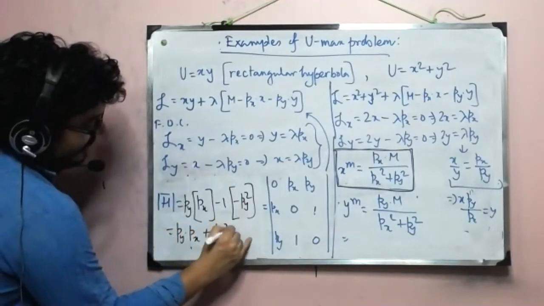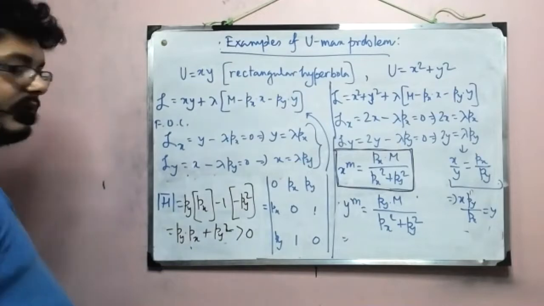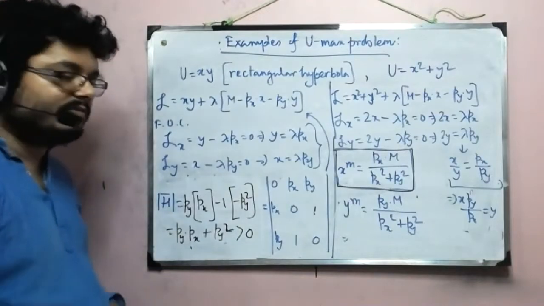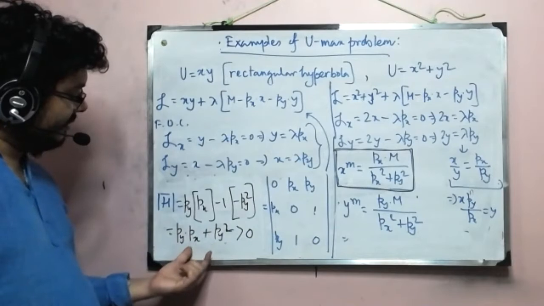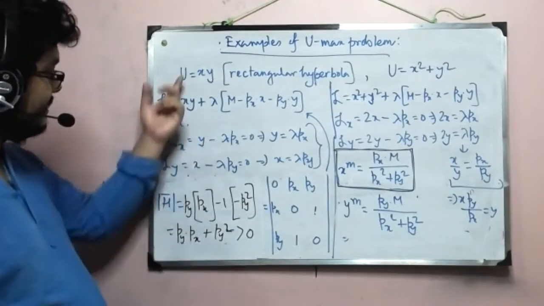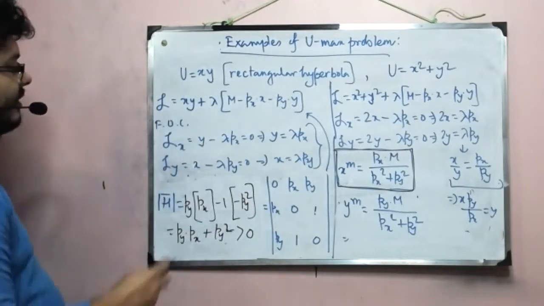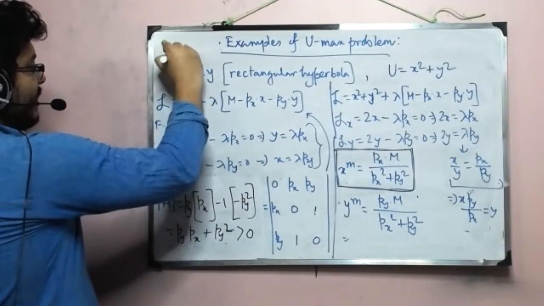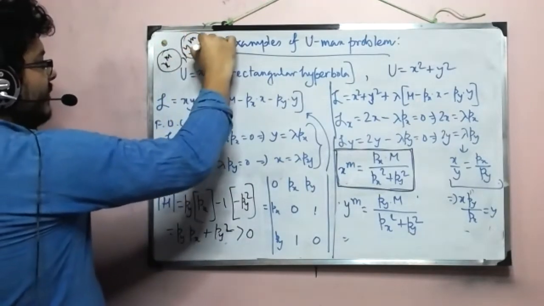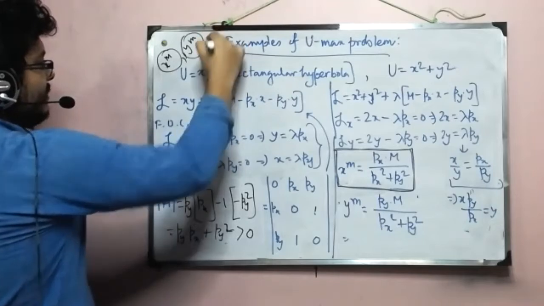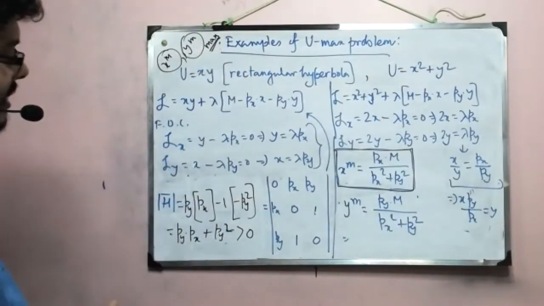So this is trivially strictly positive. This is positive by assumption. So that means that what we achieved here is indeed a maximum. So here our xm and ym are maximum. Okay. So the sufficient condition showed us that it is indeed the case.